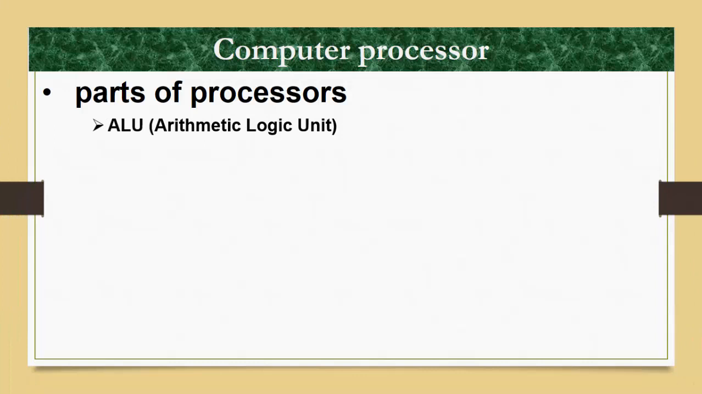Okay students, ALU or arithmetic logic unit. As we said, the ALU consists of two subsections: the arithmetic section and the logic section. Let's discuss the arithmetic section first.